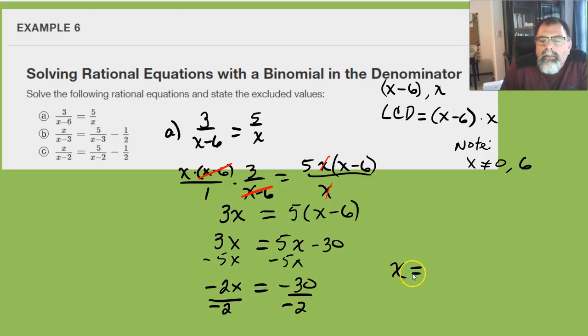So then we get x equals 30 divided by 2 is 15. Negative and negative make positive. So my solution's 15. And see, 15's allowed because these two are not allowed. Everything else is okay. So that will be my solution set. All right, let's try B.